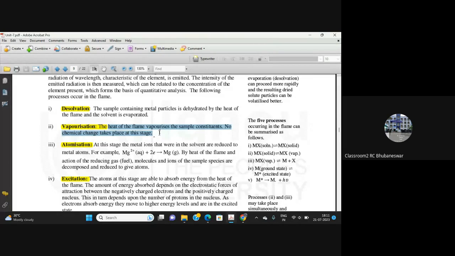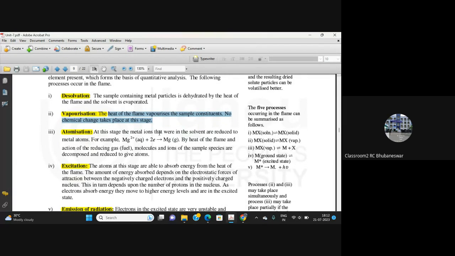The sample preparation for these atomic spectroscopies takes a longer time. However, for molecular spectroscopy, you have not seen this kind of sample preparation. You just take the sample and simply keep it in the sample compartment. So vaporization is the second step.